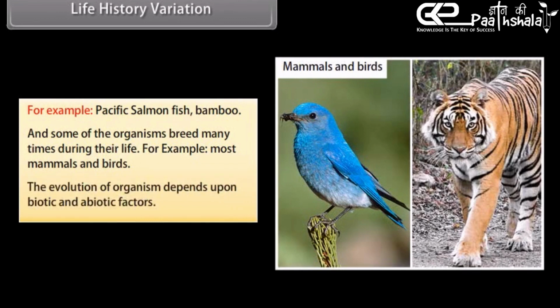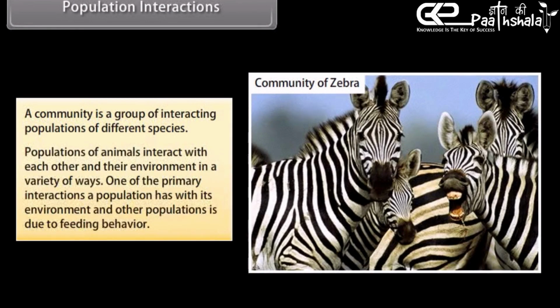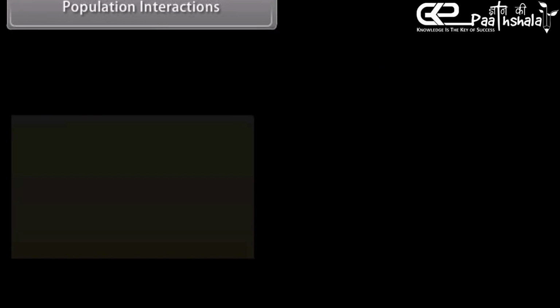The evolution of organisms depends upon biotic and abiotic factors. Population interactions. A community is a group of interacting populations of different species. Populations of animals interact with each other and their environment in a variety of ways. One of the primary interactions a population has with its environment and other populations is due to feeding behavior.